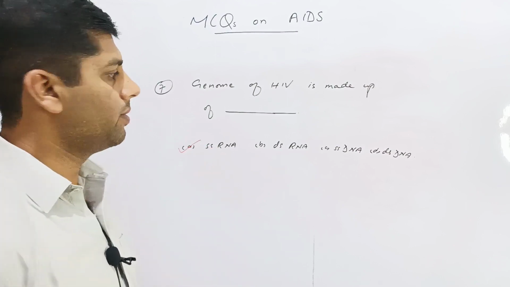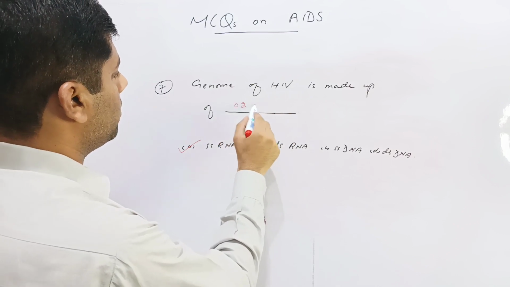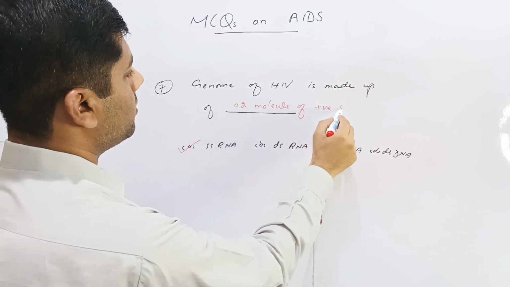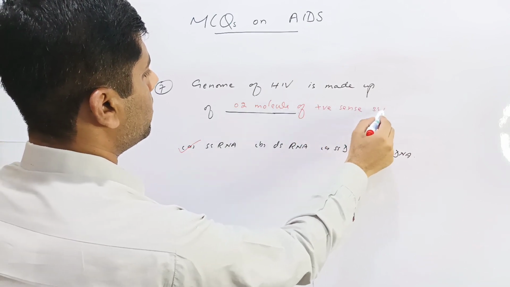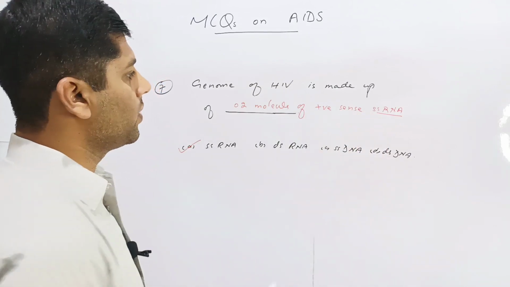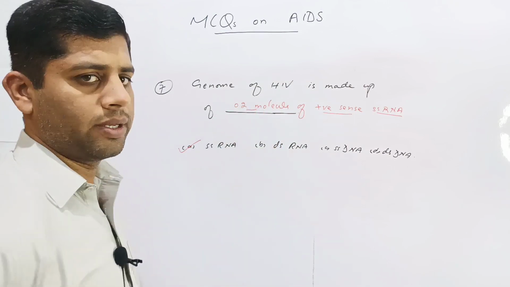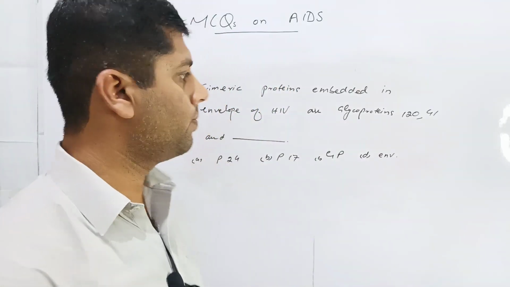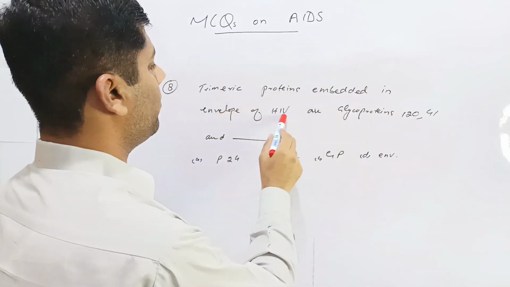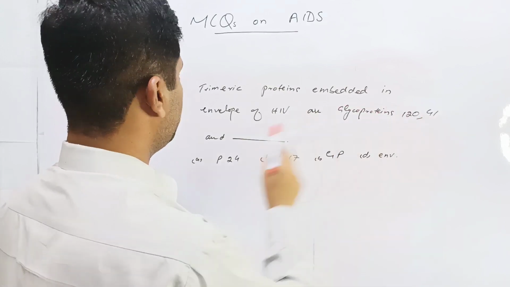If we elaborate, the genome of HIV virus is made up of two molecules of positive sense single-stranded RNA. So the genome is basically single-stranded RNA which is of positive sense, and there are two molecules of RNA. Next question is: trimeric proteins embedded in the envelope of HIV are glycoprotein 120, glycoprotein 41, and dash.